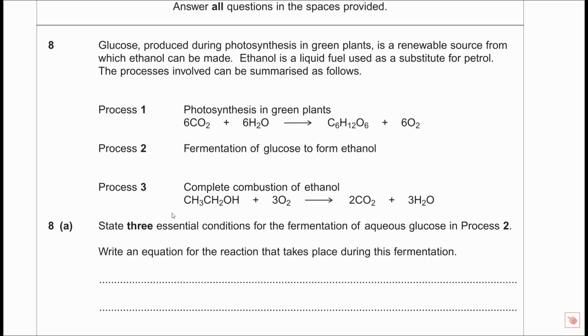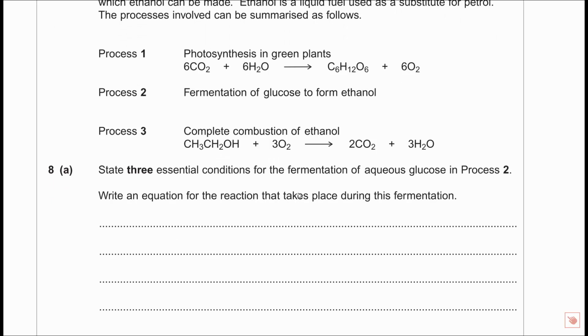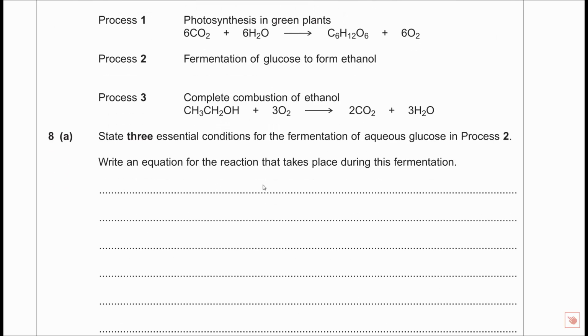But you'll see here. Glucose produced during photosynthesis in green plants is a renewable source from which ethanol can be made. Ethanol is a liquid fuel used as a substitute for petrol. You're given 3 processes. 1, photosynthesis in green plants. 2, fermentation of glucose to form ethanol. 3, complete combustion of ethanol. State 3 essential conditions for the fermentation of aqueous glucose in process 2. Write an equation for the reaction that takes place.